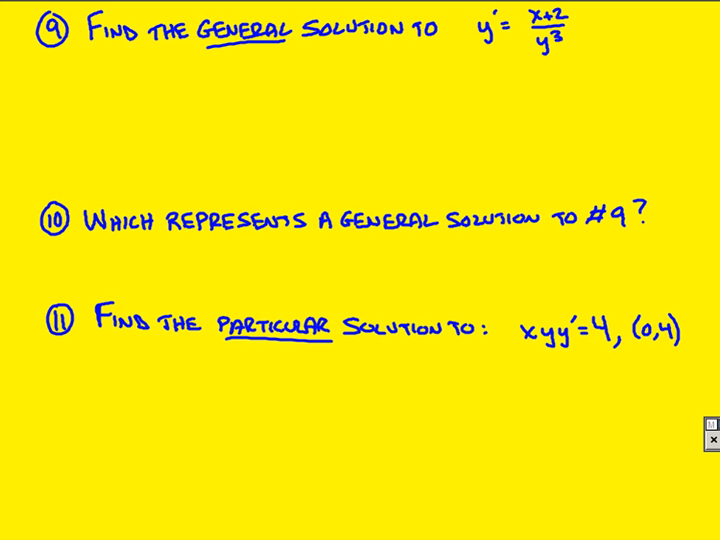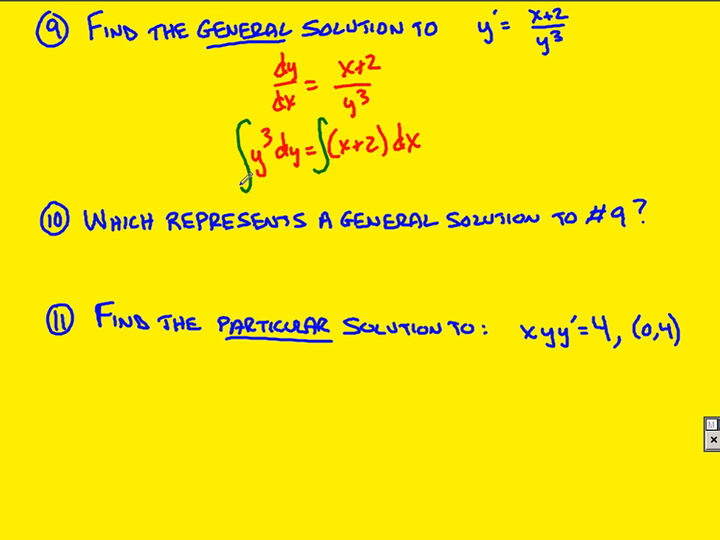All right, now finding general solutions and particular solutions to these. First step is always change this y prime and make it dy dx. dy dx equals x plus 2 over y cubed. From there, I want to get the y's on one side, dx on the other. So multiply both sides by dx and by y cubed. So y cubed dy equals x plus 2 times dx. From here, this is where you take an integral of both sides. The integral of y cubed is 1/4 y to the 4th. The integral of x plus 2 would be 1/2 x squared plus 2x, and then plus c. Right there, that is a general solution. You can stop right there.